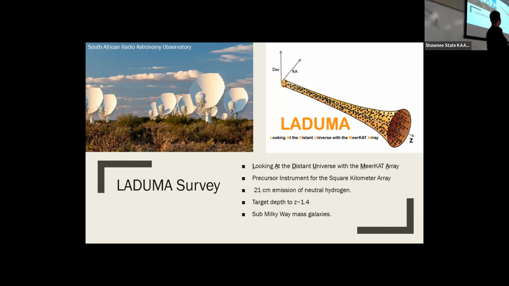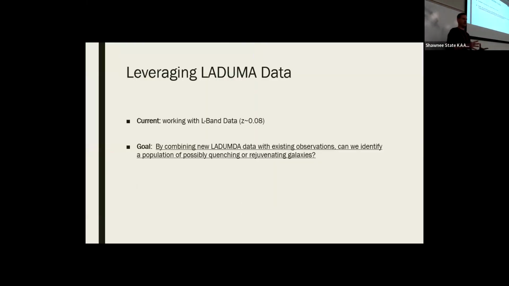One of LADUMA's goals is to get Milky Way sized galaxies out to about a redshift of 1. So we can get pretty good data as we go further out as well. What I am trying to do is take that initial L-band data, which goes out to a redshift of about 0.08, comparatively quite local, and combine it with a lot of other data sets, with the intent to see if we can identify any information on whether a galaxy may be rejuvenating or quenching.